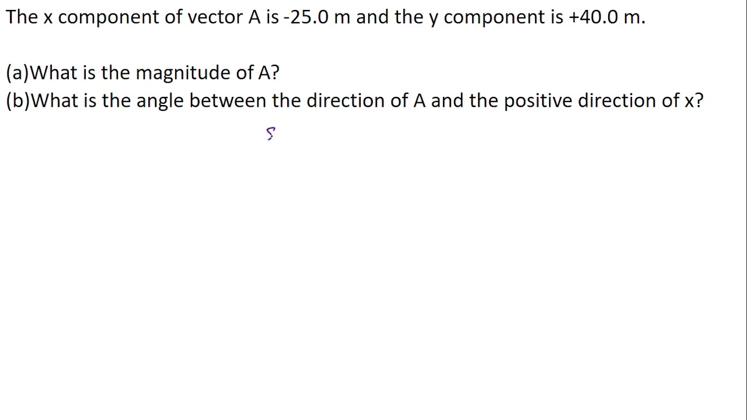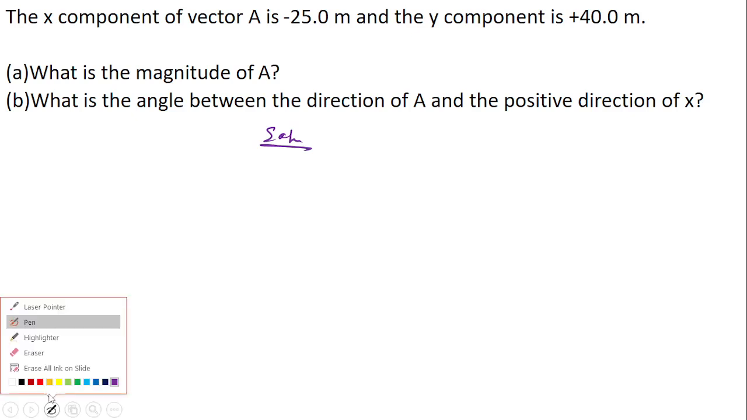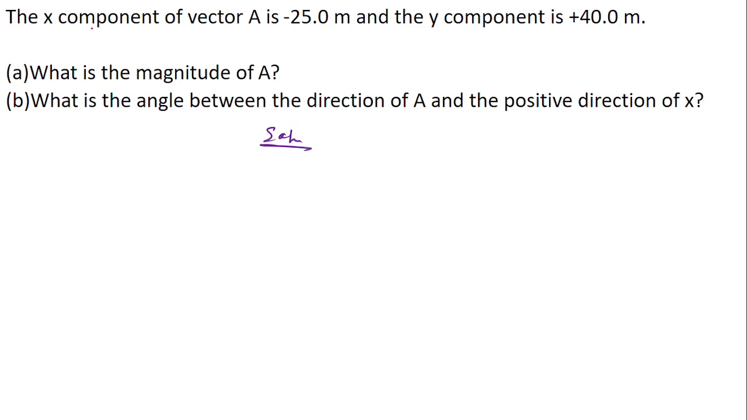The last question is also simple. The x component of a vector A is negative 25.0 meters and the y component is positive 40.0 meters. What is the magnitude of A? What is the angle between the direction of A and the positive direction of x?